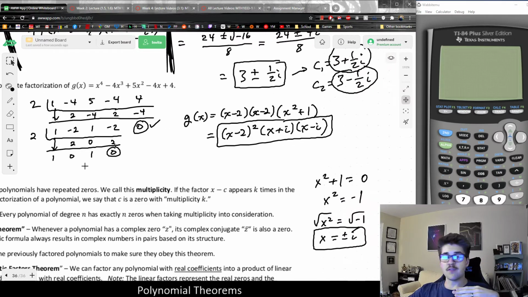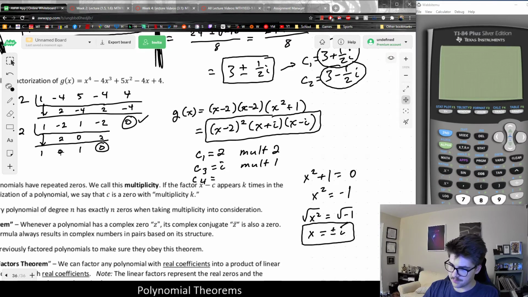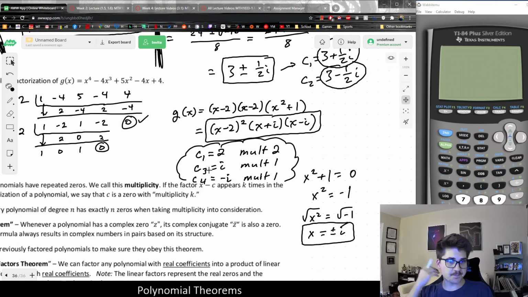And also, if I were to list all the zeros, this polynomial has, well, c1 is equal to 2. I could say that c2 is equal to 2 as well, or I could just say that this root has a multiplicity of 2. And then it has another root, c3 is equal to i with multiplicity 1. And then c4 is negative i with a multiplicity of 1 as well. And this would give me the rest of my zeros.